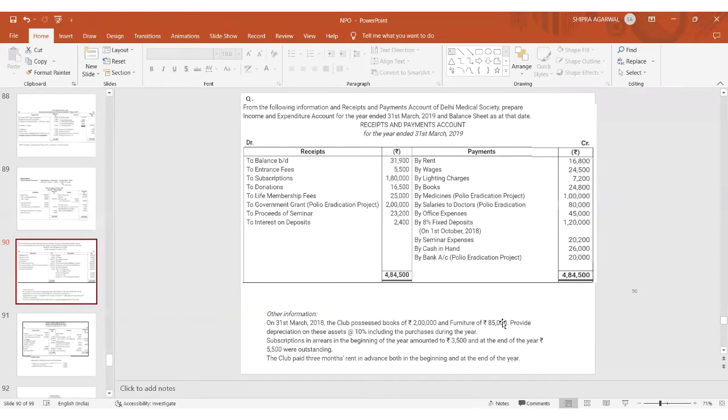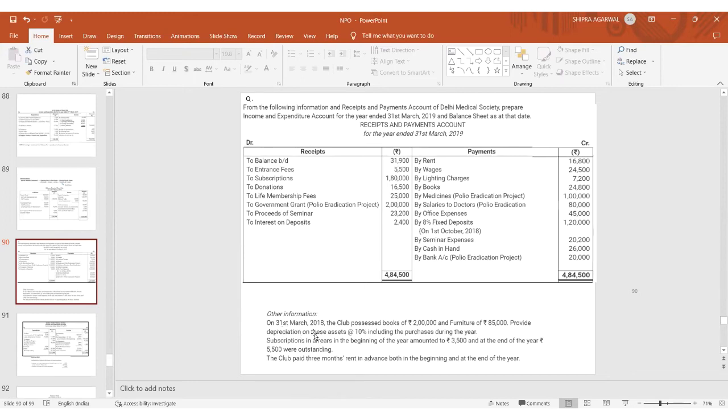Now, one more question. From the following information and receipts and payments account of Delhi Medical Society, prepare income and expenditure account for the year ended 31st March 2019 and balance sheet as at that date. Receipts and payments account is given to you, right? And certain additional information is given.